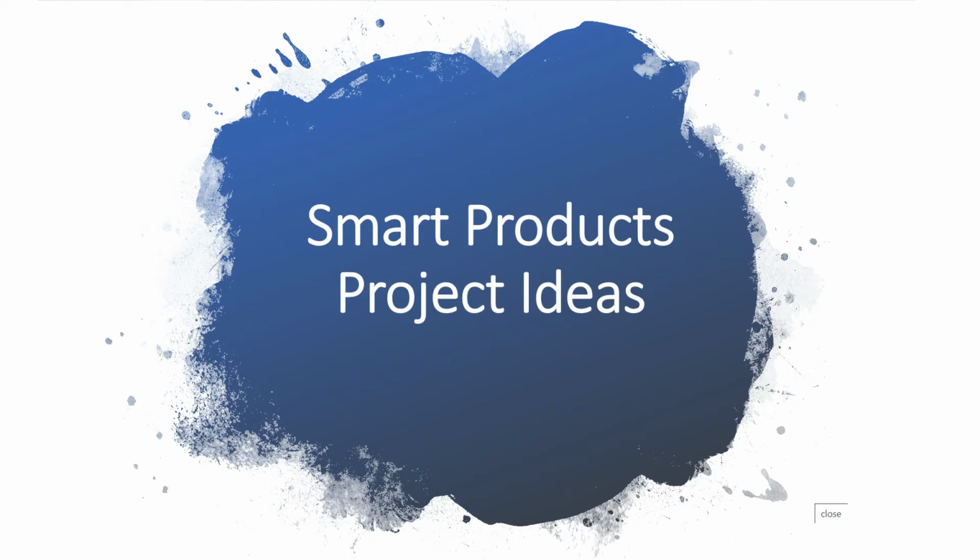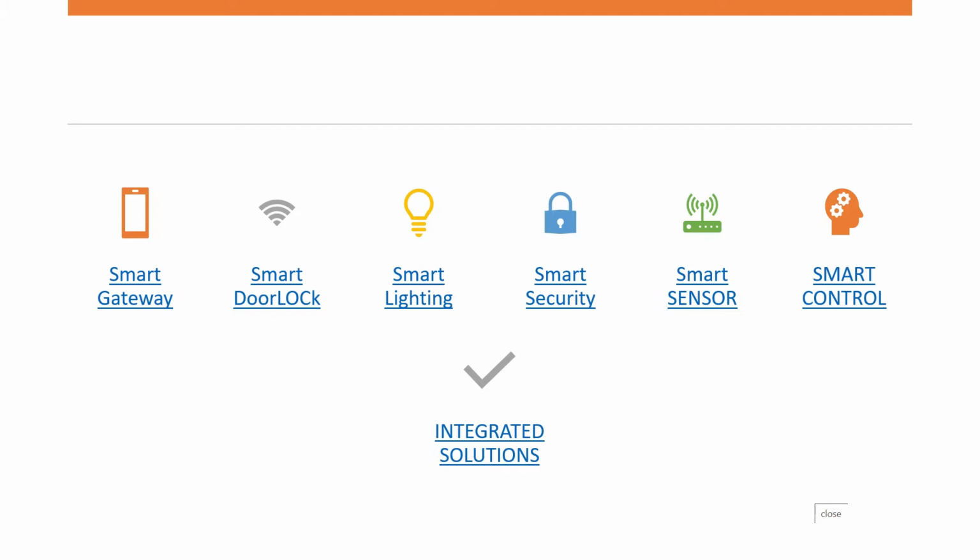Presentation regarding smart products in which we can utilize information technology and basic computer science algorithms. If we see the uses of these, there are various uses, for example, smart gateways, doors, locks, smart lighting, smart security, smart sensors to configure security measures, and smart control in terms of robotics, and many integrated solutions.